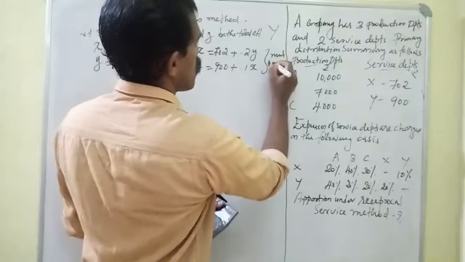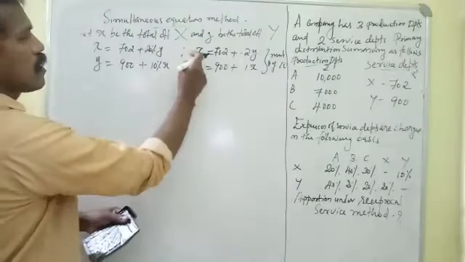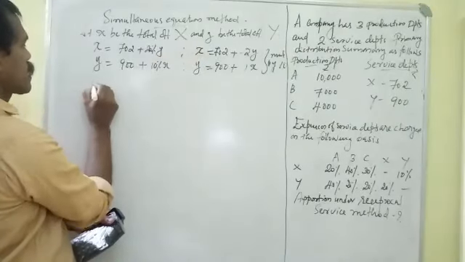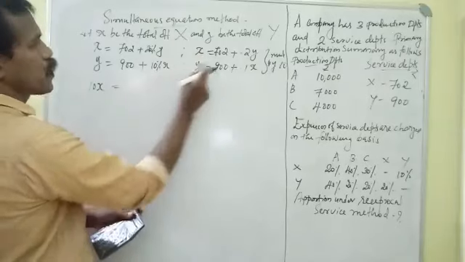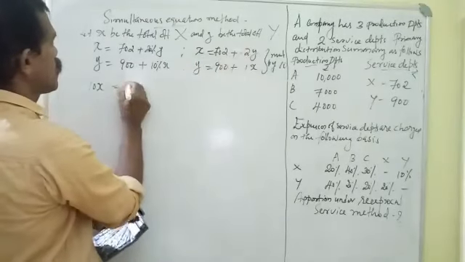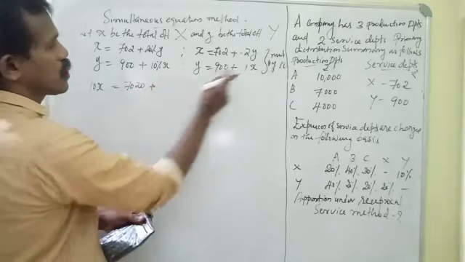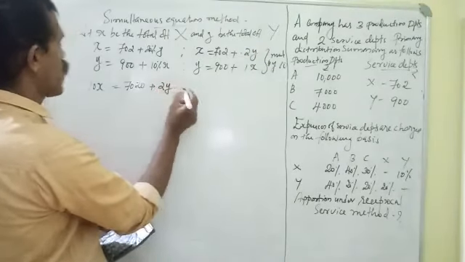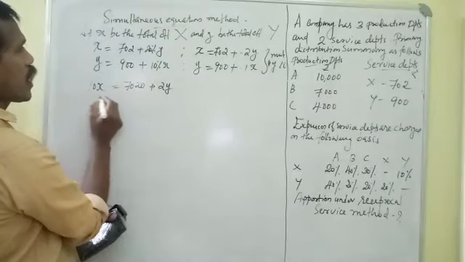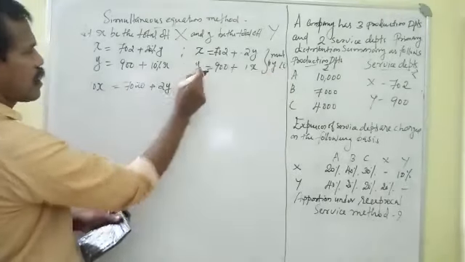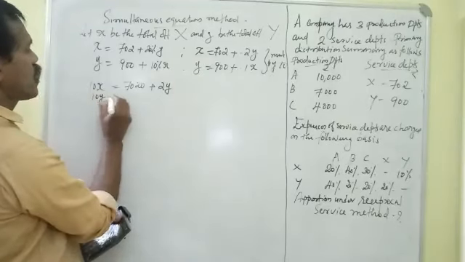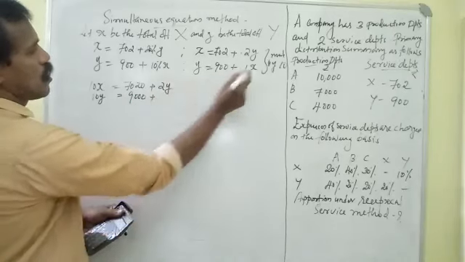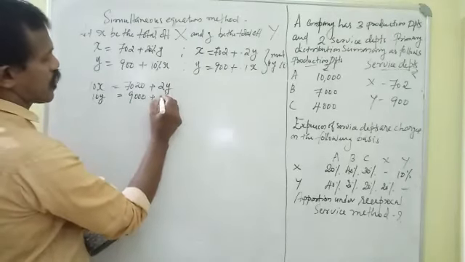Multiply by 10. Then our equation, multiply this first equation by 10. Then 10x is equal to 702 into 10, 7020 plus 0.2y. 0.2 into 10 is equal to 2y. Then the second equation, we multiply by 10. Y into 10, 10y, is equal to 900 into 10, 9000 plus 0.1 into x, then 1x.